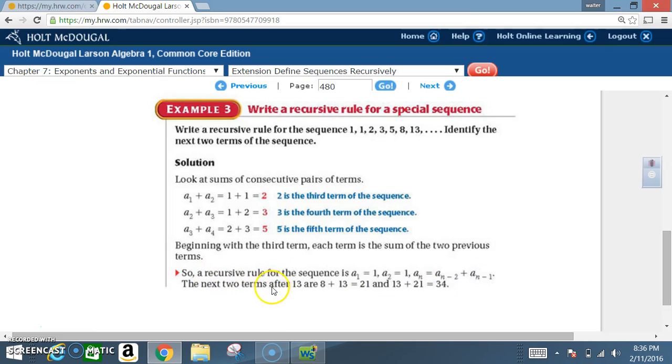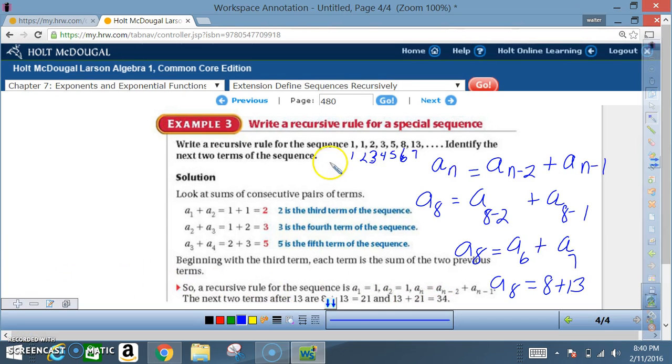The next two terms after 13 are 8 plus 13 is equal to 21, and 13 plus 21 is equal to 34. Okay, now for those who may need further clarification, here we go. When they say identify the next two terms of the sequence, if we list all the terms, it would be term 1, term 2, term 3, term 4, term 5, term 6, term 7. So they want us to find term 8 and term 9 in terms of the formula. So here's our formula. A sub n is equal to A sub n minus 2 plus A sub n minus 1.